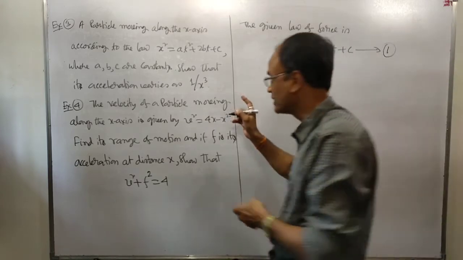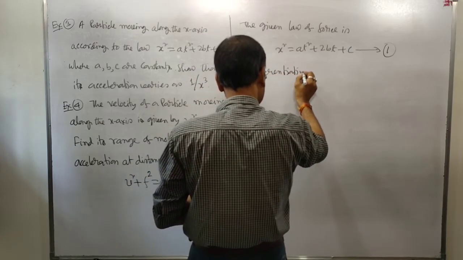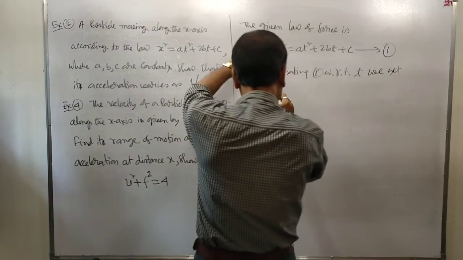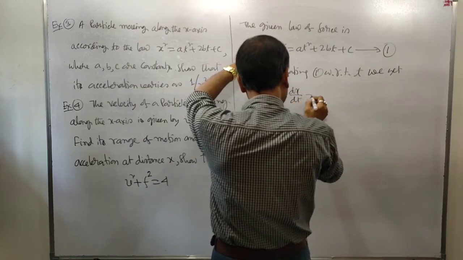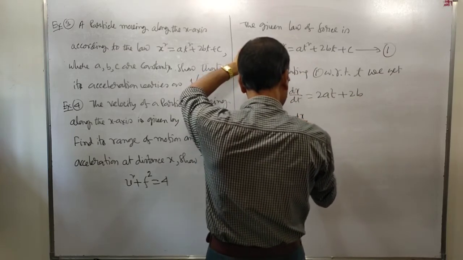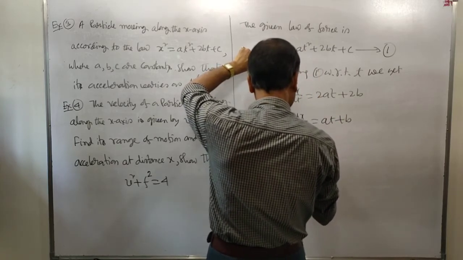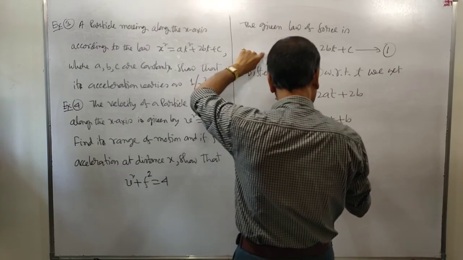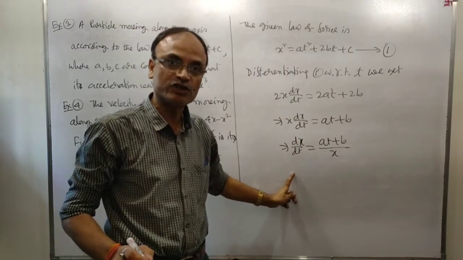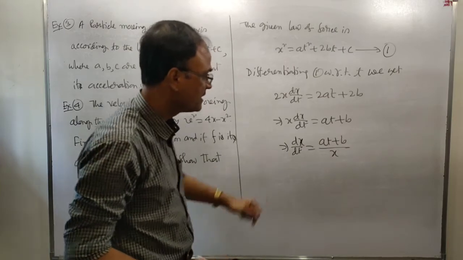Differentiating 1 with respect to t, we get twice x dx/dt equal to twice at plus twice b. The 2 will be cancelled. x dx/dt equal to at plus b, or you may write dx/dt equal to at plus b divided by x. You see, dx/dt stands for the velocity of the particle. Suppose this is number 2.